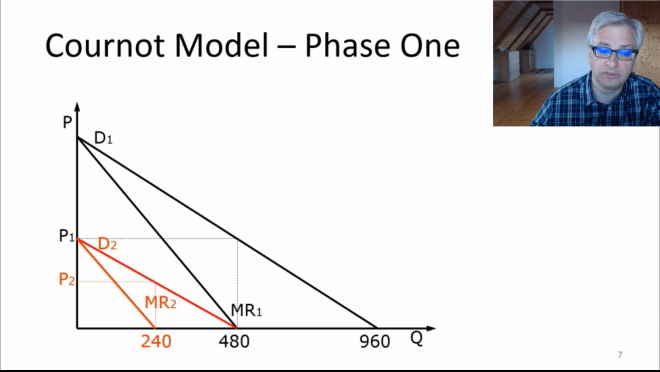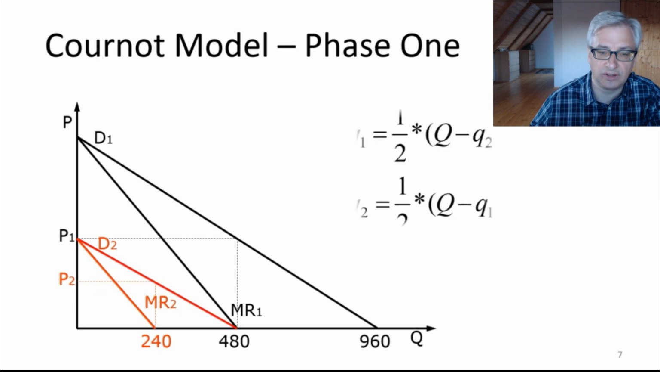No, not necessarily, because actually the first one produces 480 and sells at the price of P1 only if the second one doesn't produce anything. But the second one produces 240. Therefore, the production of the first one would be different. How different? We can find it from the reaction functions.